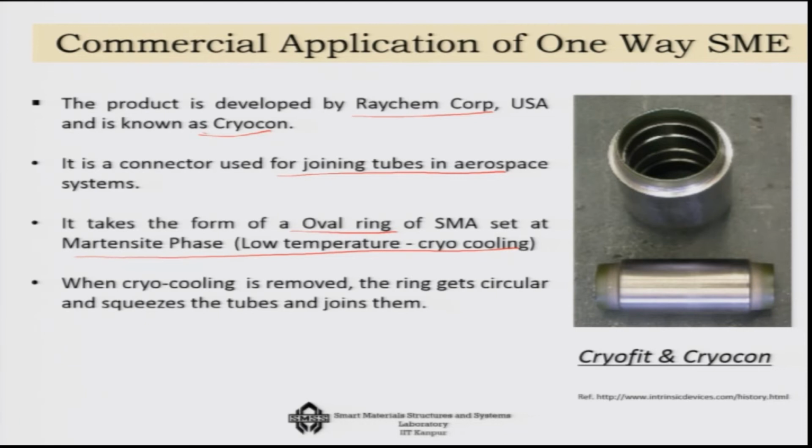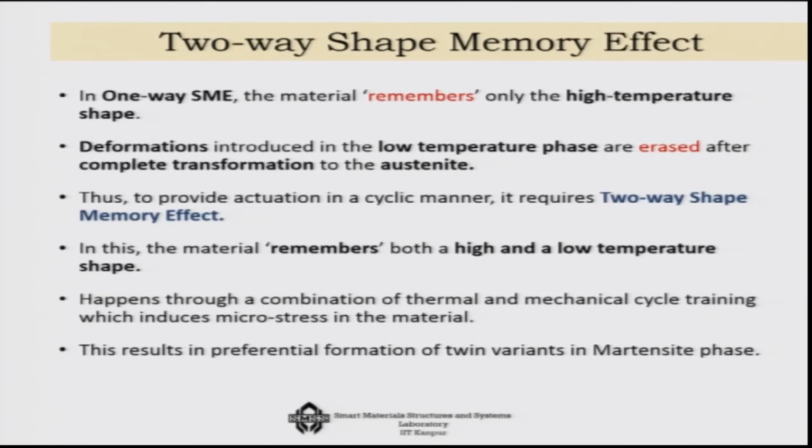Let us say you design it in that manner, and this is happening when it is cryo cooled, which means it is fully at the martensite phase. Now, you remove that cryogenic condition. So, it will go back to its memorized shape, and the memorized shape is actually a circular ring. The moment that happens, there is a tightening, because it is squeezing inside the tube and joins the system. As a result you can fit it at the cryogenic condition and get a complete, beautiful connectivity between the systems. That was the first application using one way SME.